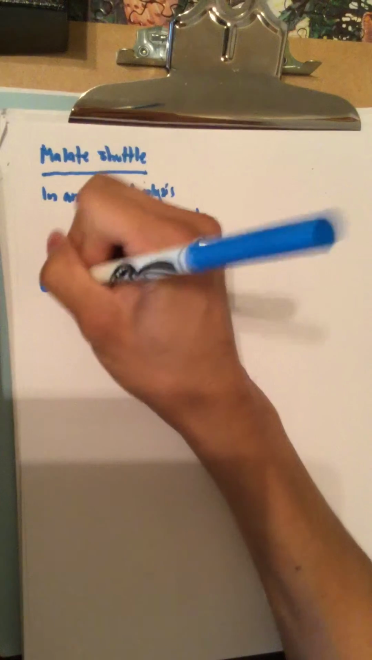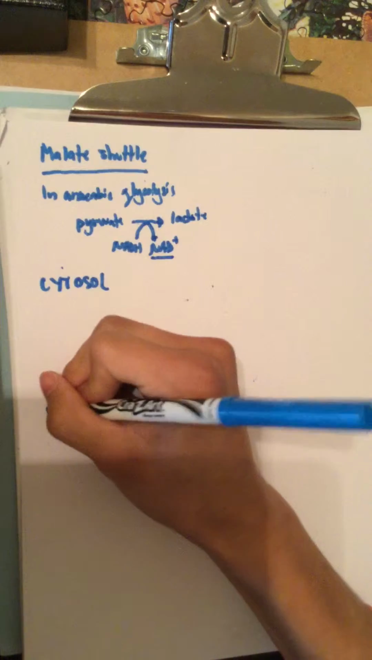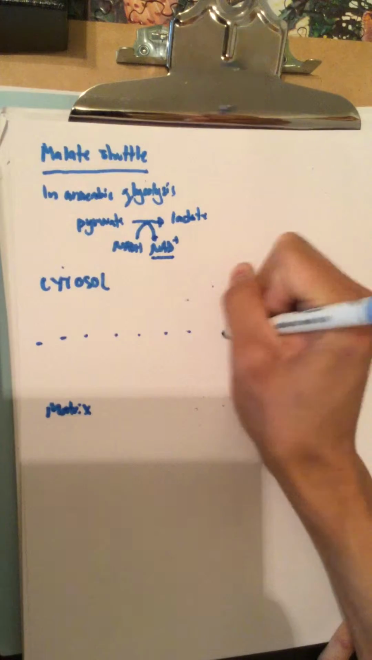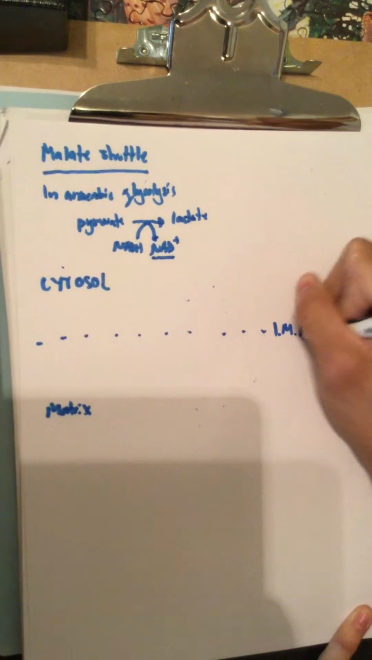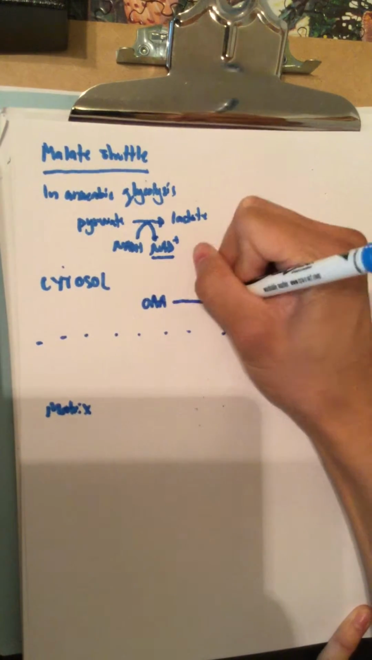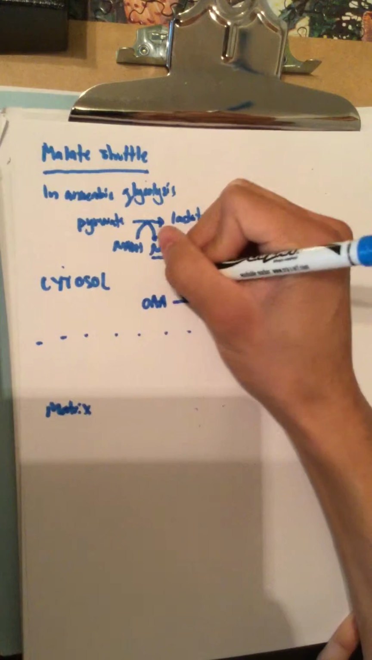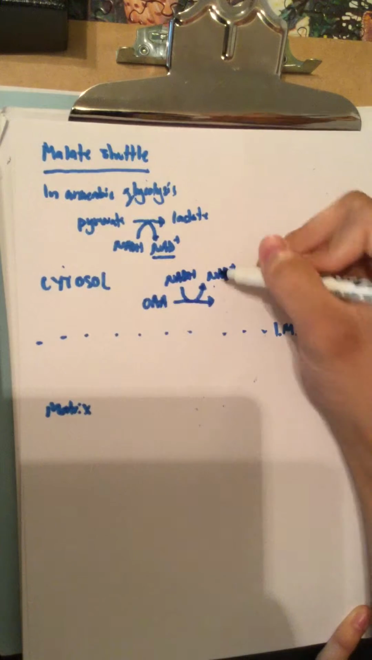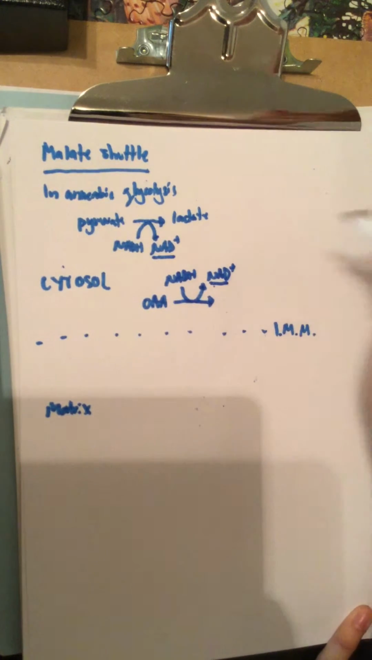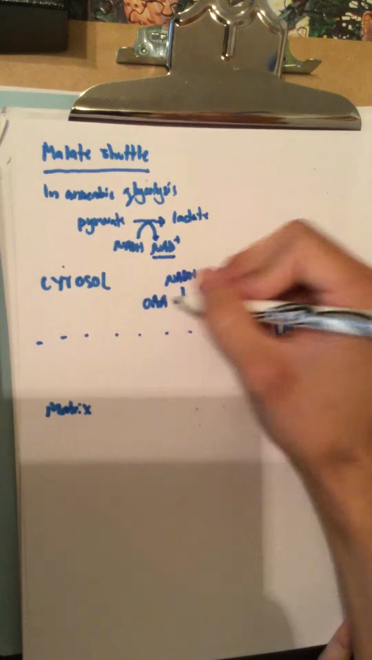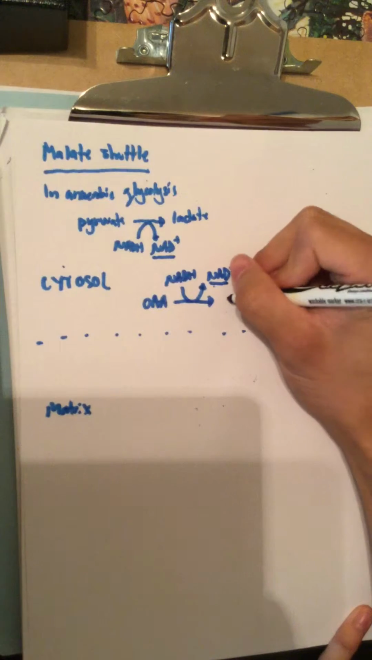So let's draw this. We'll imagine this as our cytosol. Right over here is our matrix. We'll have our inner mitochondrial membrane. And so let's start with oxaloacetate. Oxaloacetate, we said, is going to oxidize NADH into NAD+. And this will keep our stores of NAD+ fresh in the cytosol, which is what we want in order for glycolysis to keep on running. Oxaloacetate will then turn into malate.